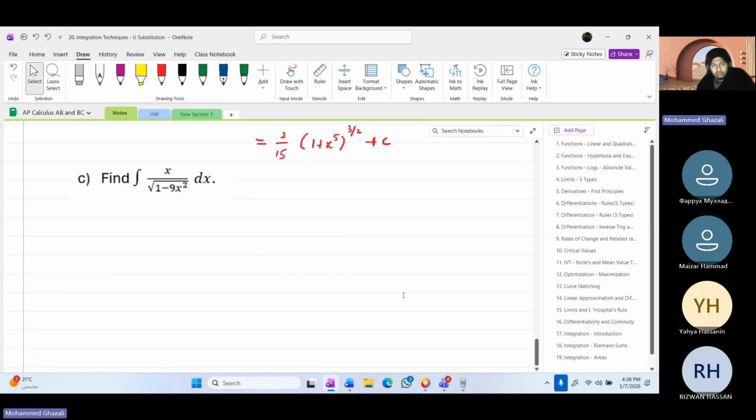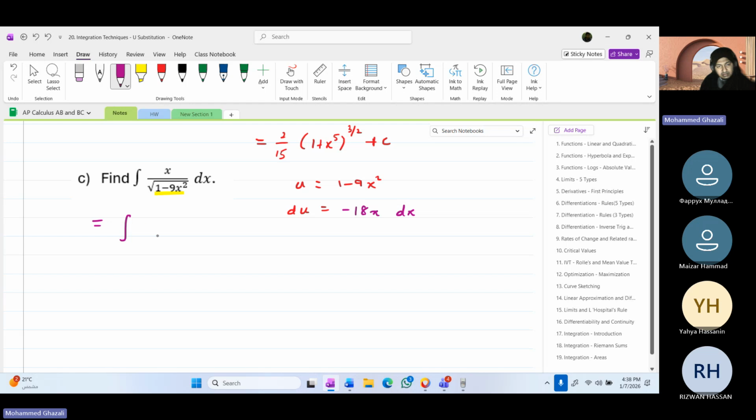So what can you make equal to u here? The bottom piece. Can you see? So let u equal to 1 minus 9x squared. Du is now equal to, yes, derivative of 1 is 0. Minus 9 times 2 is minus 18 x dx.